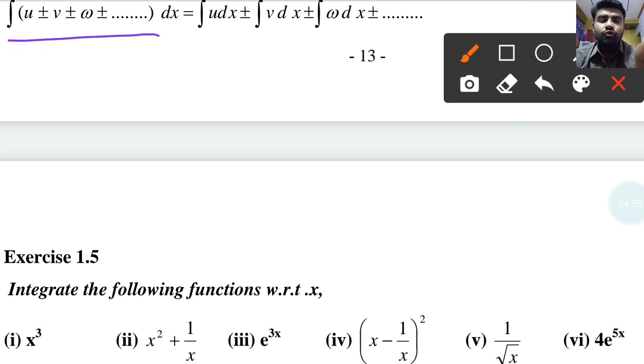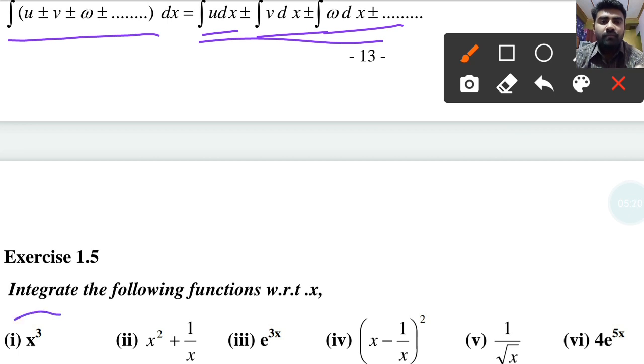Integration of u plus or minus v plus or minus omega plus or minus so on dx. So integration will be applied to each term. So this operation should be applied to each term. So integration of u dx plus or minus integration of v dx plus or minus integration of omega dx, right?